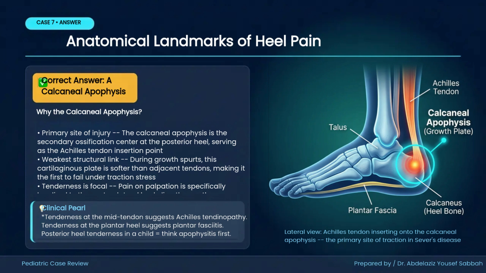The calcaneal apophysis is the secondary ossification center at the posterior heel, serving as the Achilles tendon insertion point. During growth spurts, this cartilaginous plate is softer than adjacent tendons, making it the first to fail under traction stress. Tenderness is focal and specifically localized to the posterolateral heel, directly over the apophysis, not the tendon itself and not the plantar fascia. The clinical pearl: tenderness at the mid-tendon suggests Achilles tendinopathy. Tenderness at the plantar heel suggests plantar fasciitis, and posterior heel tenderness in a child means think apophysitis first.